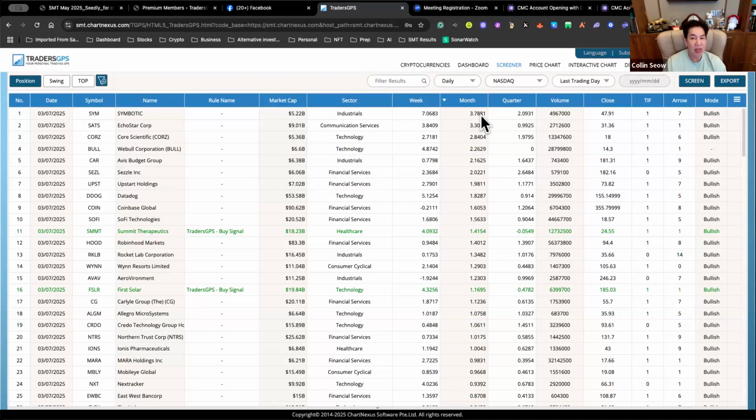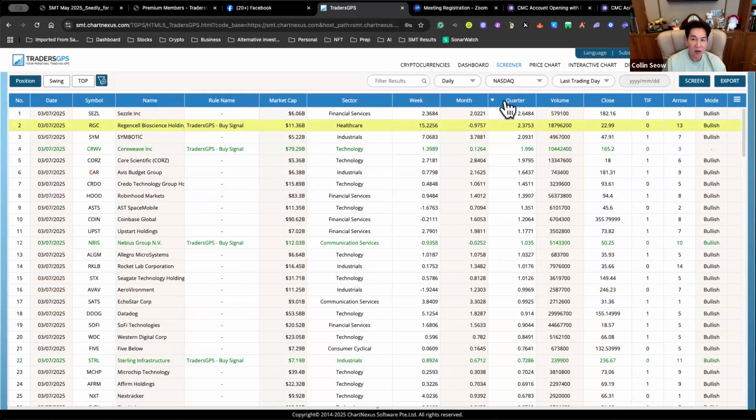The last 1 month most outperformed stock. This is the quarter most outperformed stock. It means outperform everybody in terms of price. Okay, last 3 months.